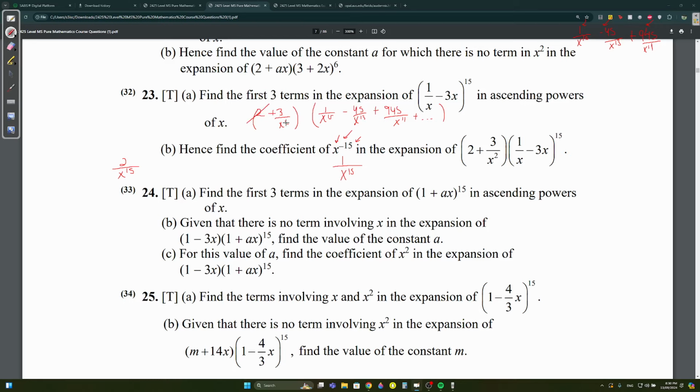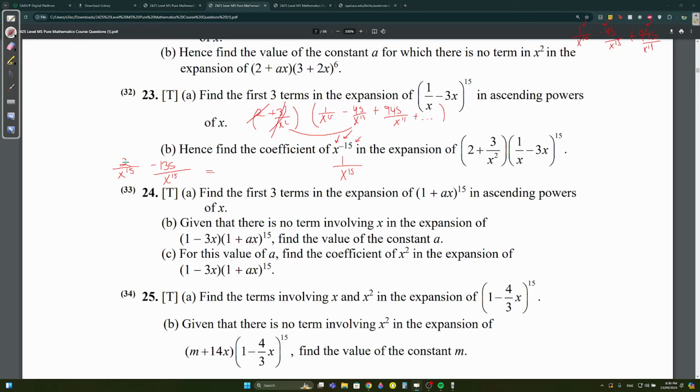X squared. 2, 15, it will get me over 17. I don't want that. X squared with 13, 2 plus 13 will get me over 15. So this is what I want. So 3 times minus 45, it's going to be minus 135 over x to the power of 15. Okay. Yeah, 15 because 2 plus 13. So I think we're done here. Let's see, 2 plus 11, 13. Yeah, we're done from this one here. There's nothing else we can distribute.